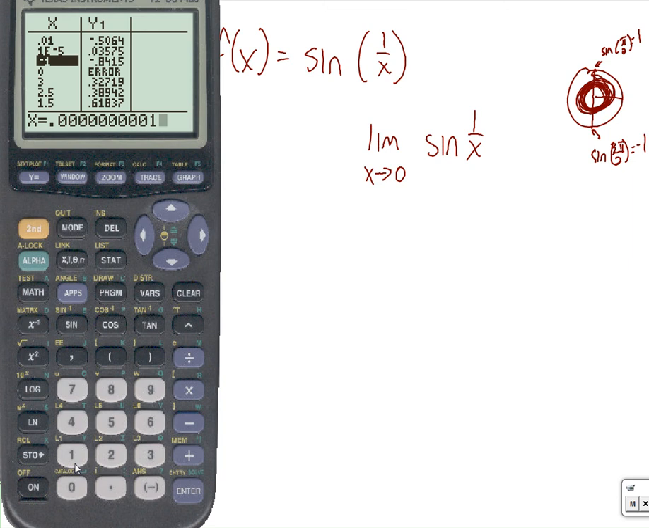Calculators are not perfect. They are finite things, and we're talking about infinitely close to zero. It can't get infinitely close. It can't go infinitely far. It's just a calculator, so some numbers are too big and too small. There are limits on what it can do.